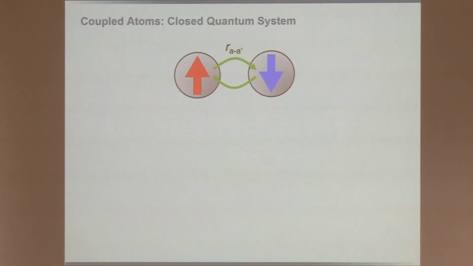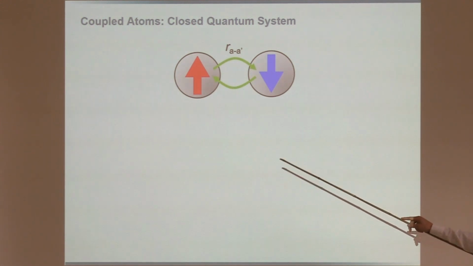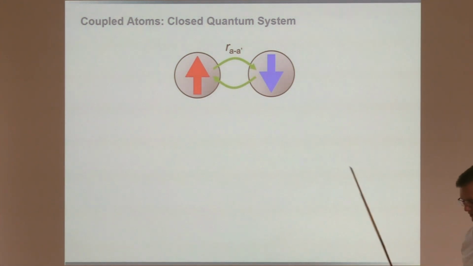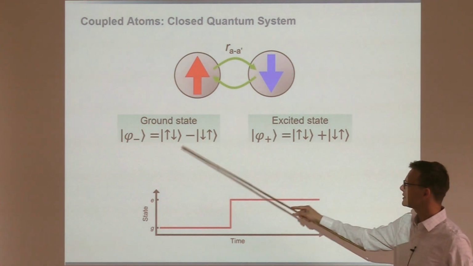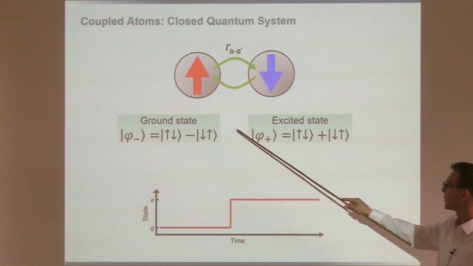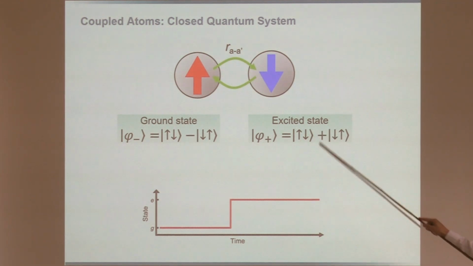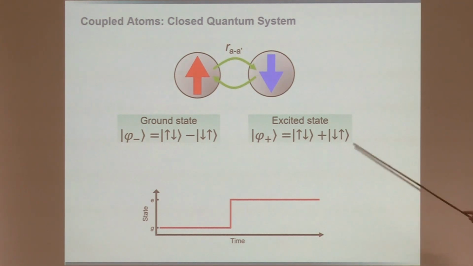In more detail, what would happen to such a system during a scattering process? Say you have the system coupled antiferromagnetically. The stable ground state would be a singlet state, so up, down minus down, up. And one of the excited triplet states would be up, down plus down, up, right? If I excite the system from the ground state to the excited state, it's not coupled to any dissipative path, so it will just stay there forever, right?